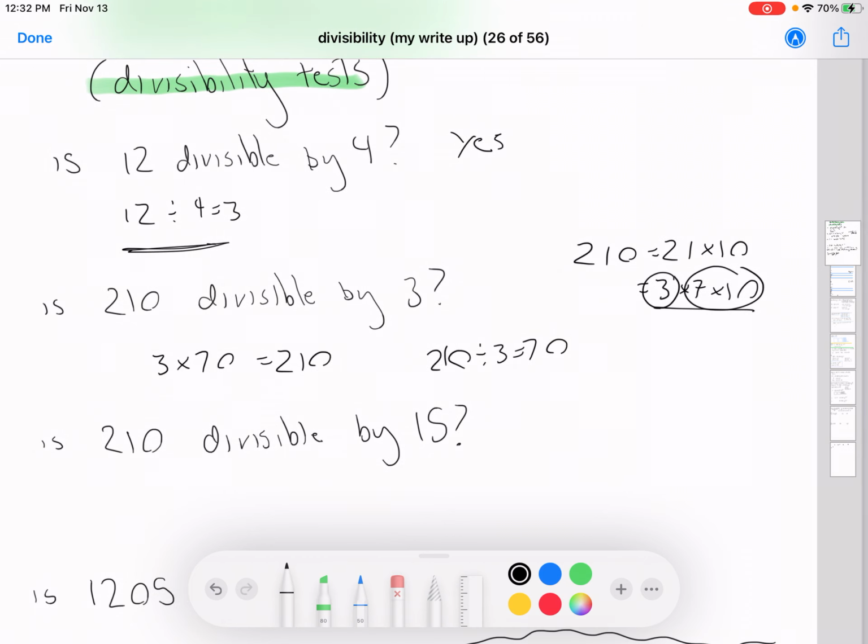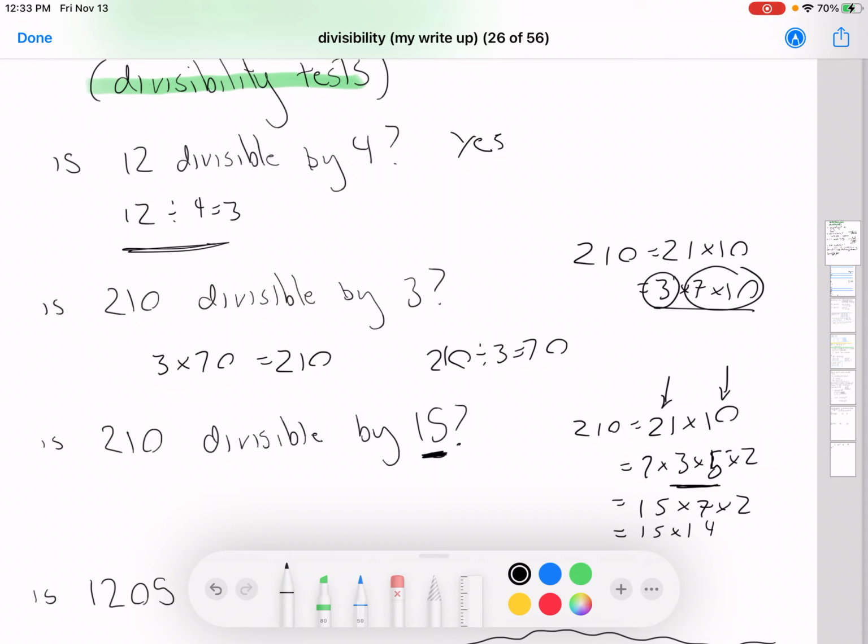Now, let's try this again in a slightly different way. Is 210 divisible by 15? Now, a 15 is made of a 3 and a 5. So if I were to think of 210 as equaling, I'm going to go back to this last step, which was 21 times 10. I know this is equal to 3 times 5. I know there's a 3 in here and a 5 in here, so this could be 7 times 3 times 5 times 2, which is the same thing as, well, that's a 15, 3 times 5, so this is 15 times 7 times 2, or 15 times 14.